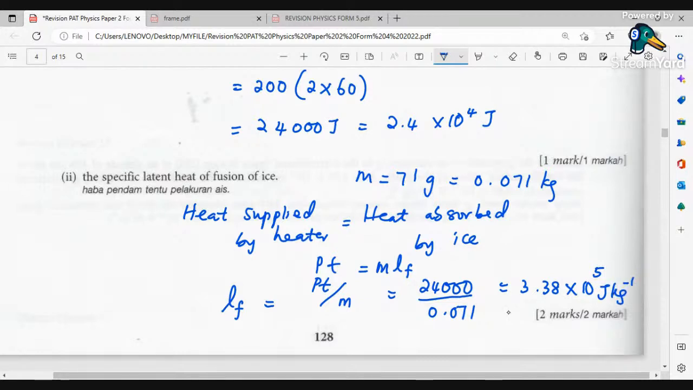Itu formula untuk L, sebab Q equals to mL. L equals to Q divided by M. Q ialah joule, M kilogram. So unit ialah joule per kilogram atau joule kg negative 1. Okay. So 1 markah, 2 markah.